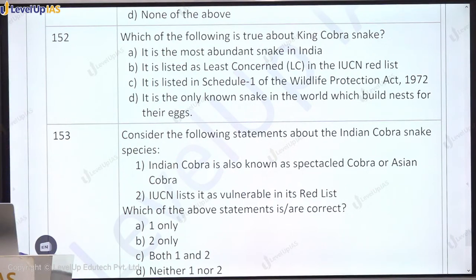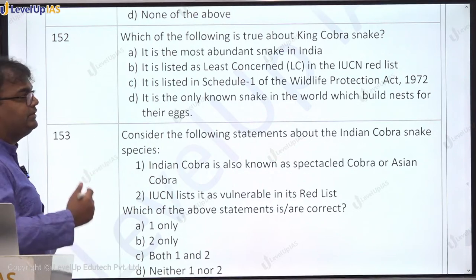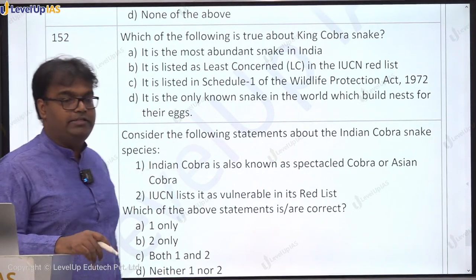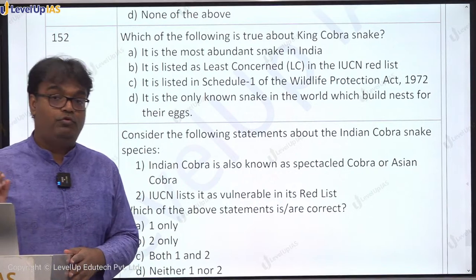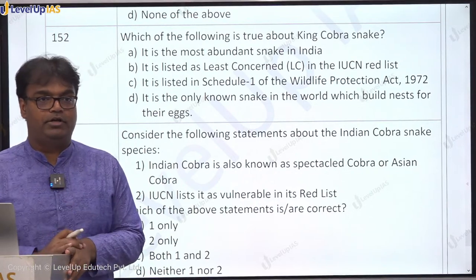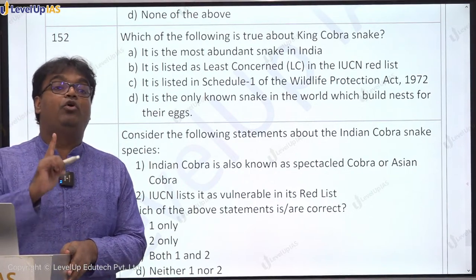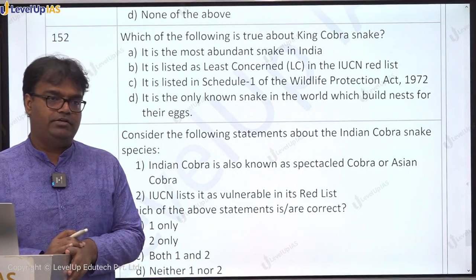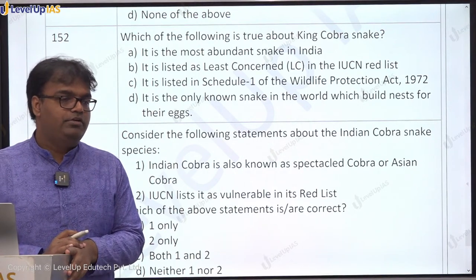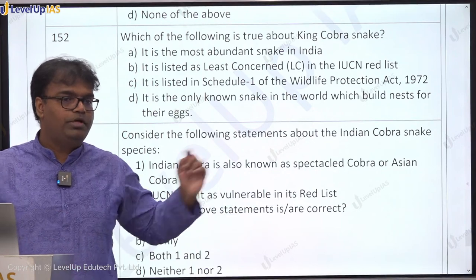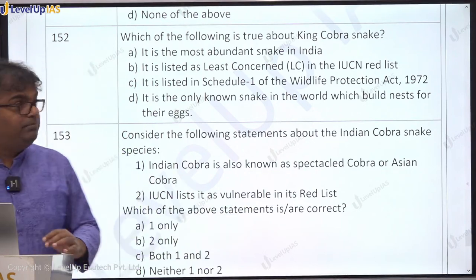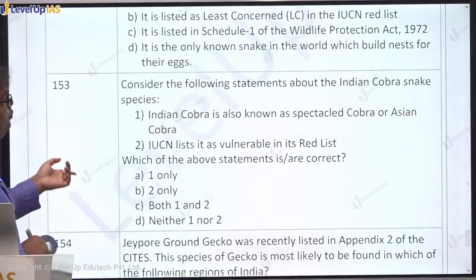It is the only known snake in the world which builds nest for their eggs. And after that, they very vociferously protect it also. Plus, it is the longest venomous snake. Venomous snakes are generally small. King cobra is the longest of the venomous snake. So D is the answer.